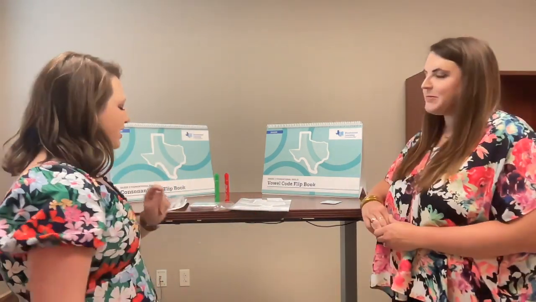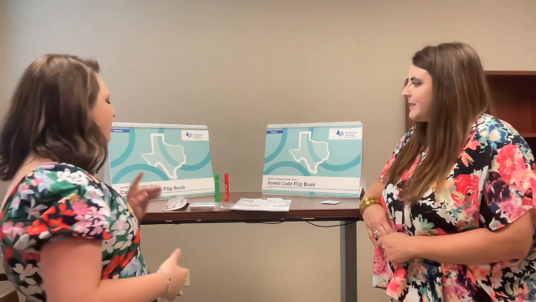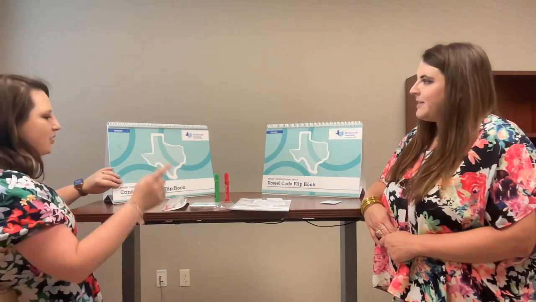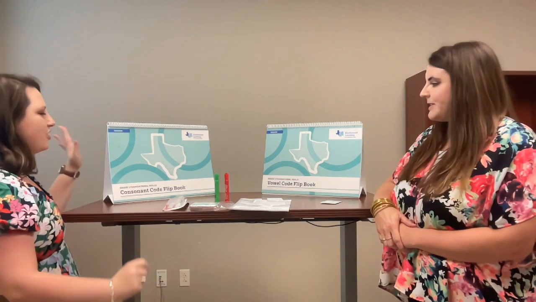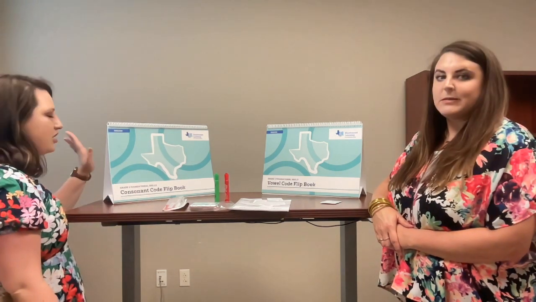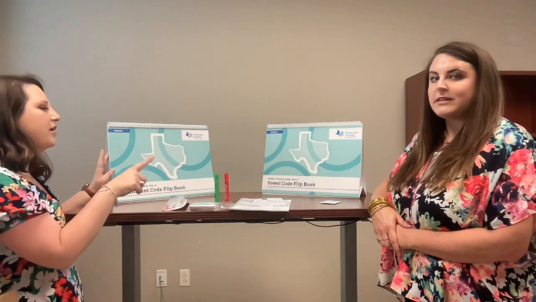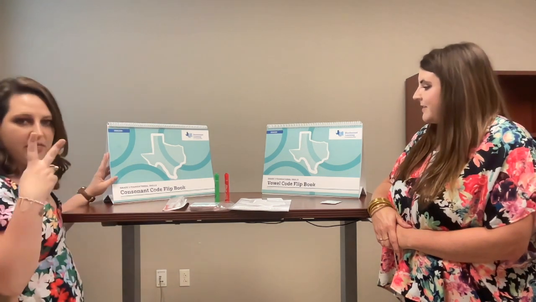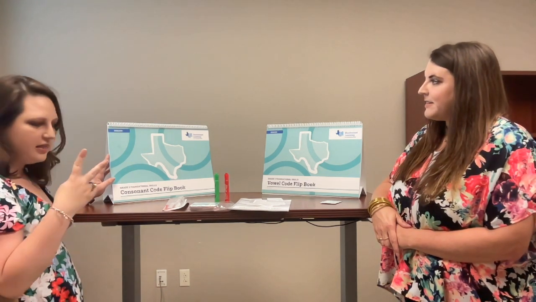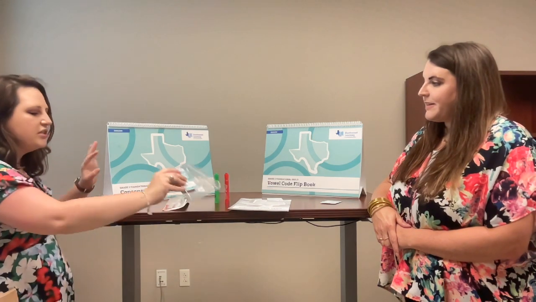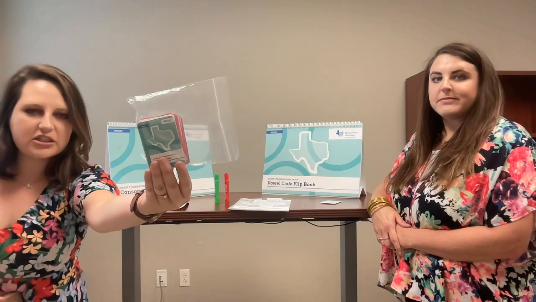In your TE, it will mention your consonant code flipbook and your vowel code flipbook. Your consonant code flipbook will only contain your consonants, and your vowel code flipbook will only contain your vowels, so there are two separate books there. It will also mention spelling cards, and these are what they look like. Your spelling cards look just like that.